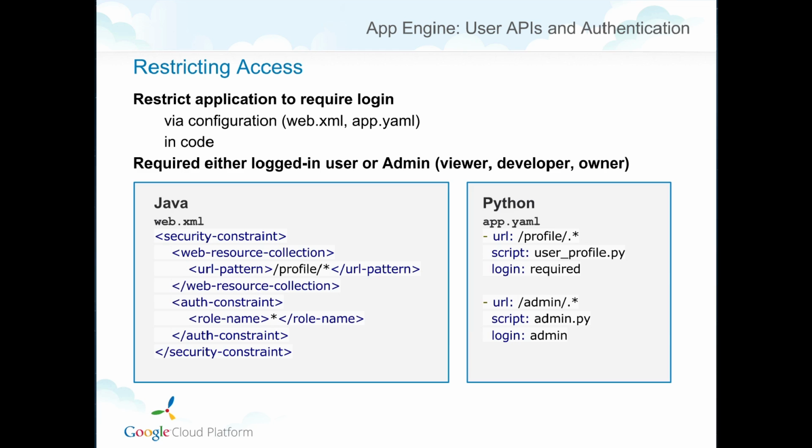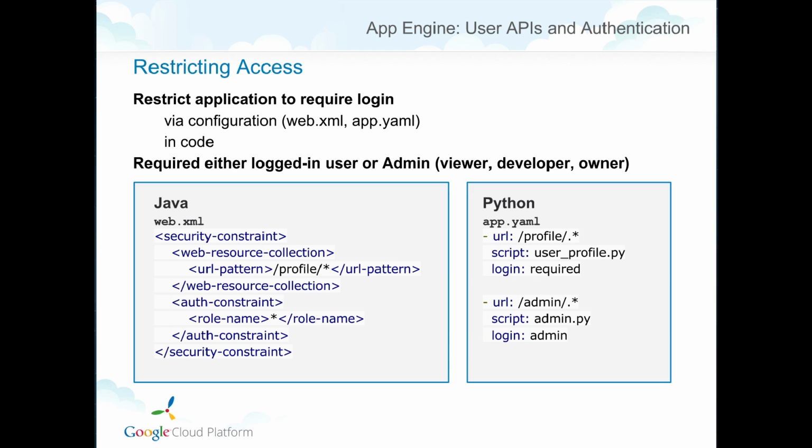You can do that two ways. One is through configuration files, and I have a Java web.xml or a Python app.yml. And you could also do this in code. You could actually call an API that says, is this user logged in? And then redirect them to the appropriate login page.